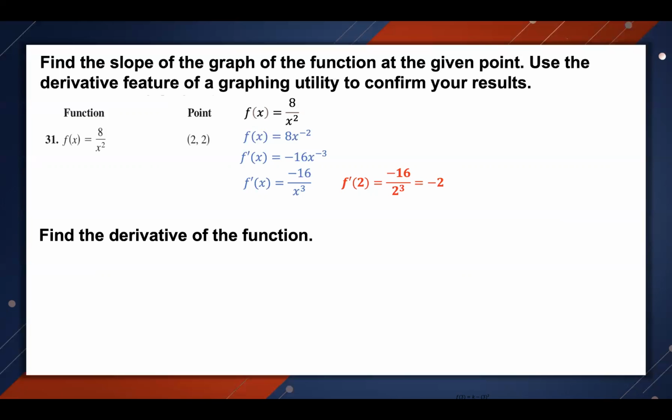For this one, find the derivative of the function. f of x equals 2x to the power of 4 minus x over x cubed, and we could write it as f of x equals 2x minus x to the power of negative 2, and we use the difference rule. So f prime equals 2 plus 2 over x cubed.